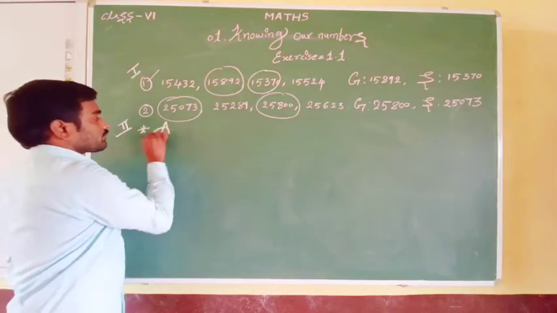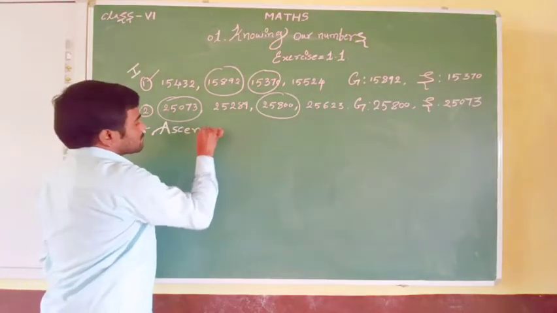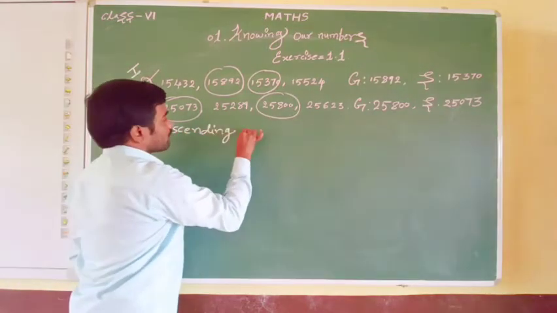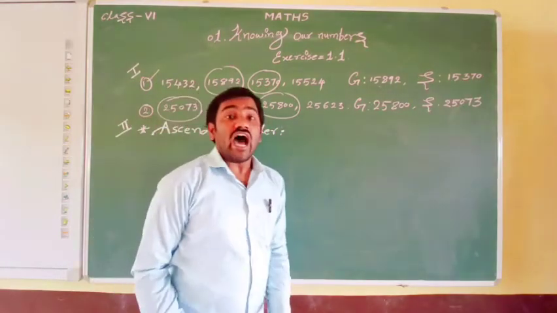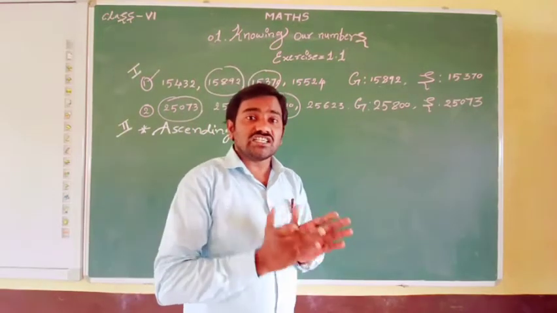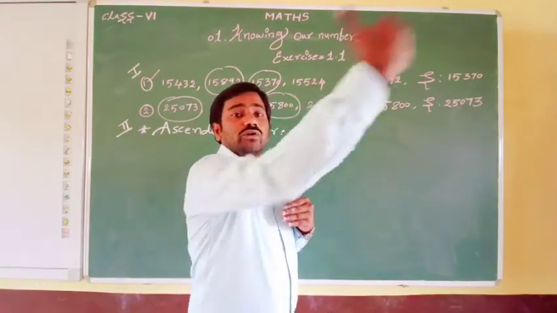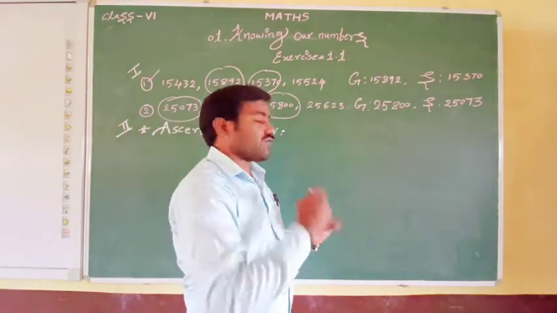Ascending order means arranging numbers from smaller value to bigger value. Smaller value to bigger value.